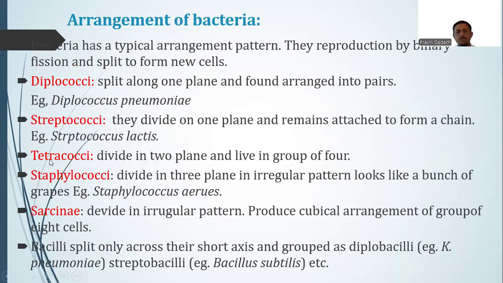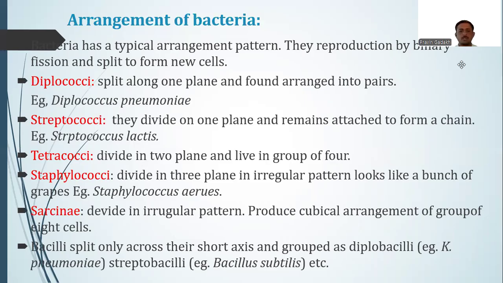Now, after we observe the shape of bacteria, we can also see the proper arrangement pattern of that particular bacteria. Bacteria follow special arrangement patterns, and on that basis we can differentiate bacteria into different groups. Bacteria have a typical arrangement pattern. They reproduce by means of binary fission and split to form new cells. In the next lecture we'll also discuss what is meant by binary fission. Bacteria normally carry out the process of binary fission.